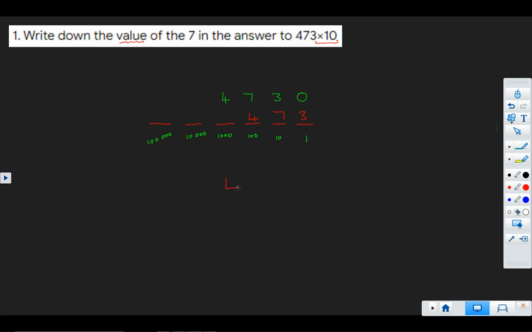So the result of our multiplication is 4,730. And so the value of the 7 here is 700. And the nuggets to go and practice on Century, please, 2.01 and 2.11.